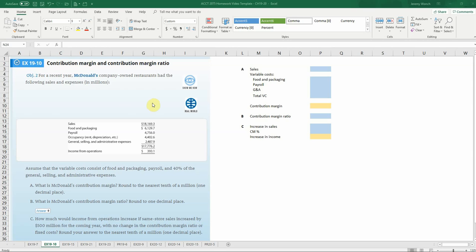In exercise 19-10, we're talking about contribution margin. Contribution margin is one of the most useful and important calculations and tools in cost accounting. What it is: the contribution margin is your total sales minus your variable cost.